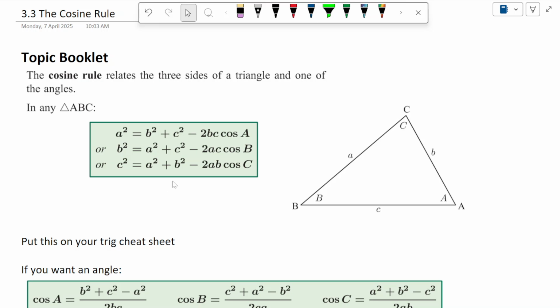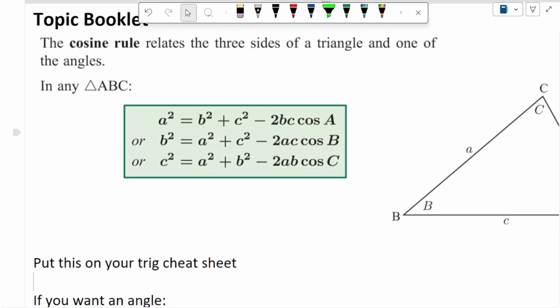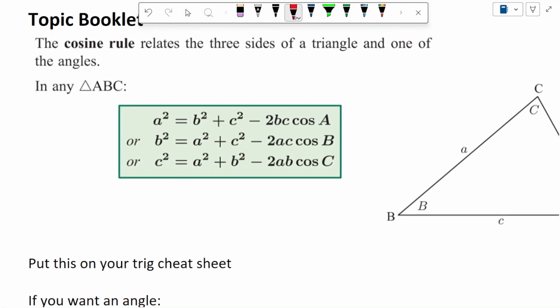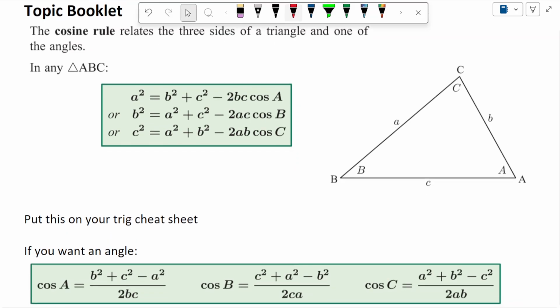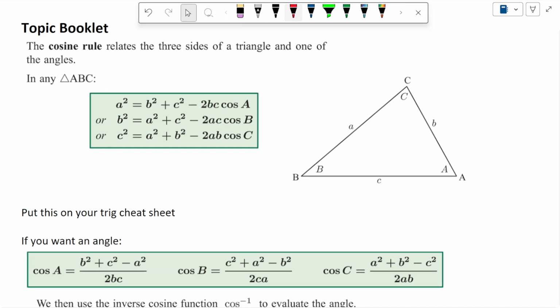Alrighty, in this video we're looking at the cosine rule, or as I call it, super Pythagoras. If you get rid of that bit, then basically the first bit just looks like Pythagoras. The cosine rule just has a little adjustment for if the angle is not 90 degrees. So this rule works on all triangles, not just right angled triangles.